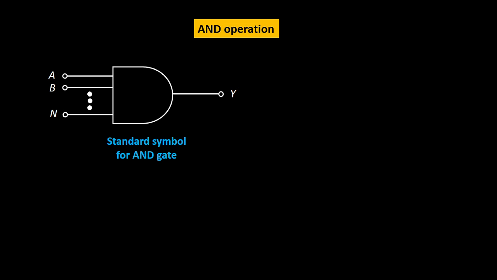This is the standard symbol that is used to represent the AND gate. In this symbol, you can see that for that particular shape there are inputs A, B, C up to N, and one output. That means the AND gate has n number of inputs but only one output. So two or more inputs may be given to any AND gate, but the output will have only one output line, that is Y in this case.